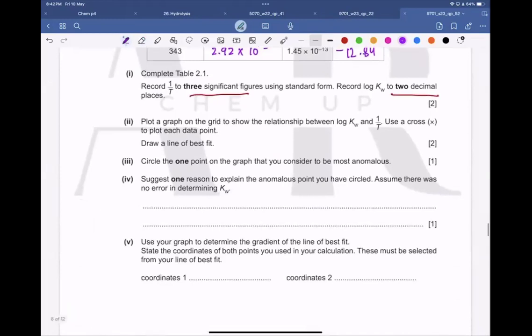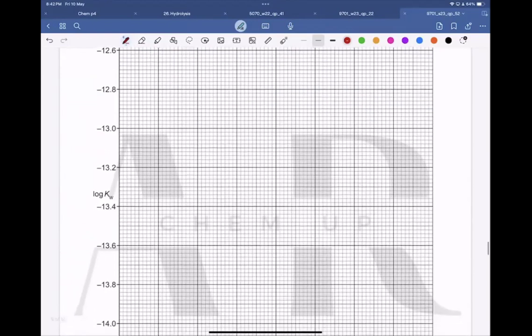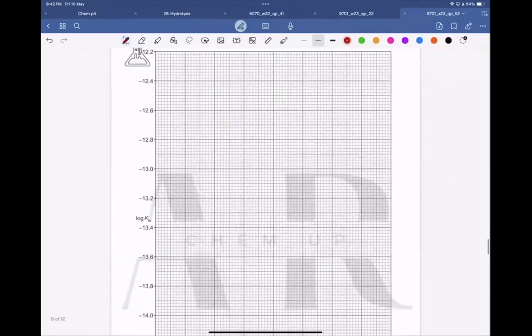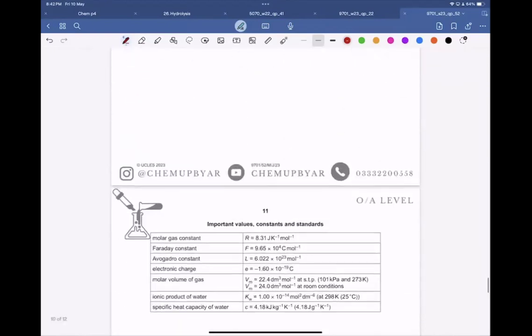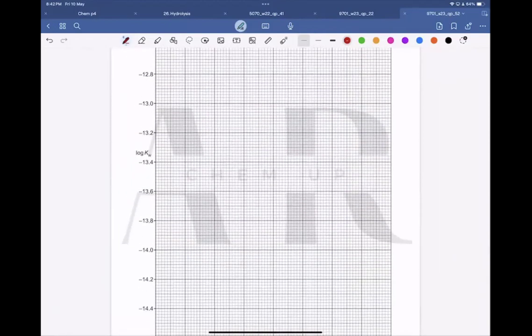Now, plot a graph on the grid to show the relationship between log Kw and 1/T. Use a cross to plot each data point, and draw a best fit line. Circle the one point on the graph that you consider to be the most anomalous. Okay. So who is going to tell me the values? Okay, we were almost done.